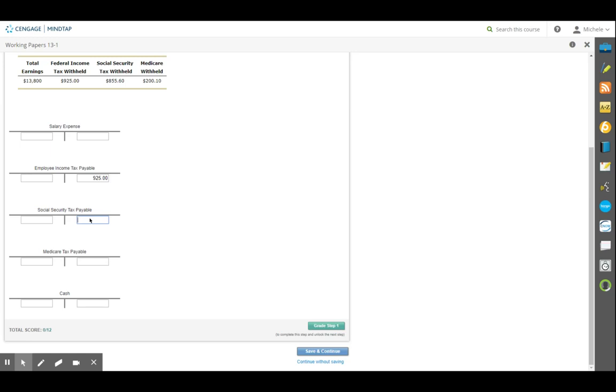Social Security tax payable, that's going to be the Social Security tax withheld, so $855.60. Medicare tax payable is the Medicare tax withheld, so that'll be $210. Okay, so now we've skipped over salary expense and we've skipped over cash. We have this number here for total earnings. And so what are we going to do with our total earnings?